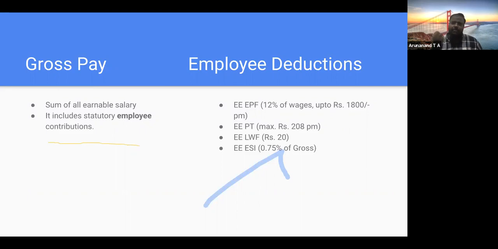So what are these employee deductions that we have been talking about? Let's have a look. The first one is EE. EE stands for employee, and ER stands for employer. So we are going to talk about EE, which is employee deductions. The first one is the EPF. EPF stands for Employee Provident Fund. What is Provident Fund? It's a social security measure which was enacted by the government of India long back.